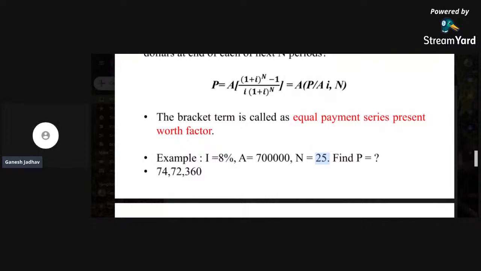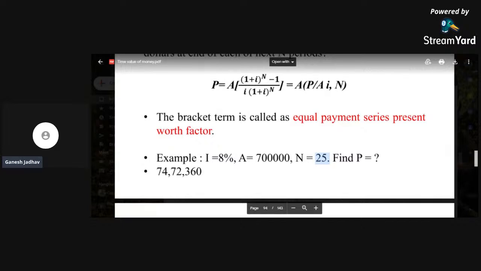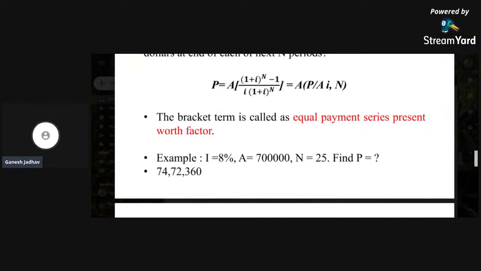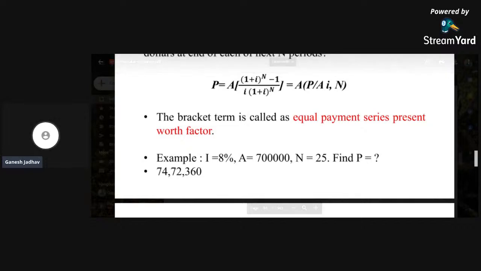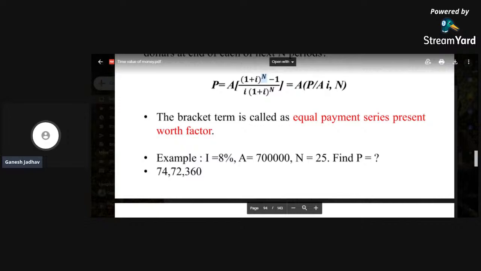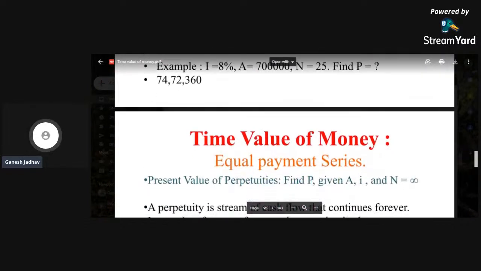So you can calculate this particular value by using the value of I, the value of A, and the value of n. Here, the value of A is equal to 7 lakh, the value of I is equal to 8%, which means 0.08, and the value of n is equal to 25. So all the values are present here, so you can calculate your value of P.